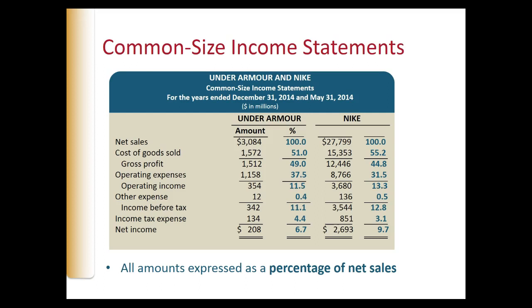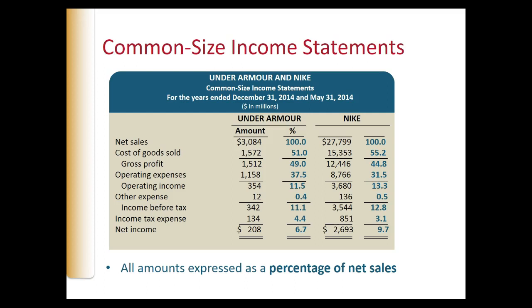Because of its greater size, we would expect Nike to report a greater amount of net income. To better compare the performance of the two companies, we can use vertical analysis to express each income statement item as a percentage of sales. Now, Under Armour's gross profit is 49% of sales, which is going to be the $1,512 divided by $3,084.